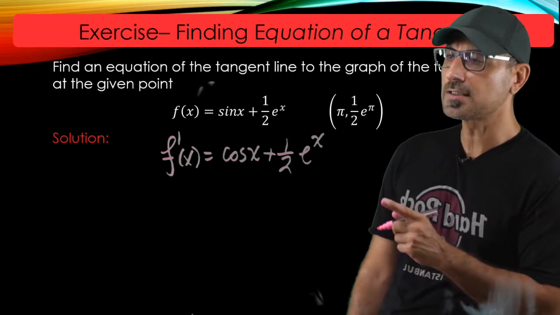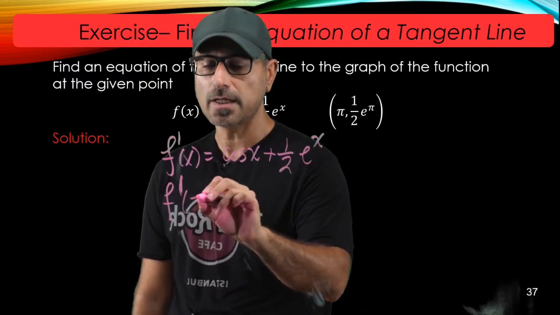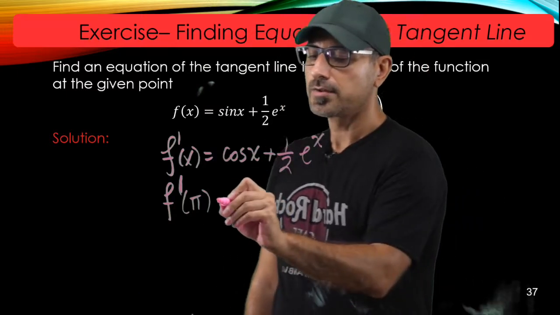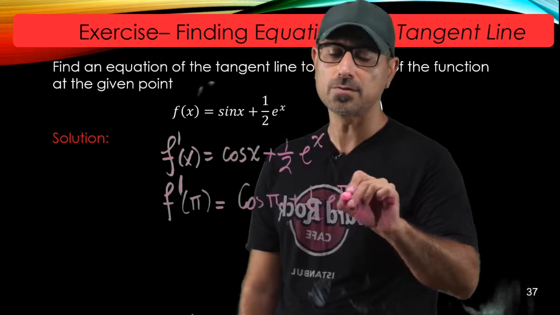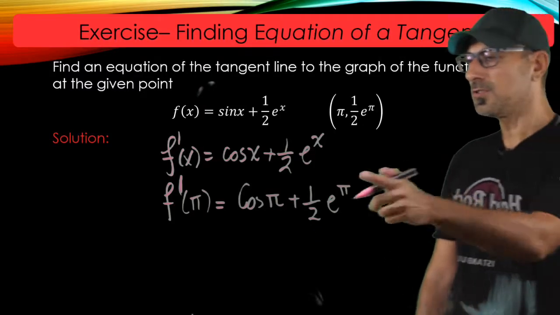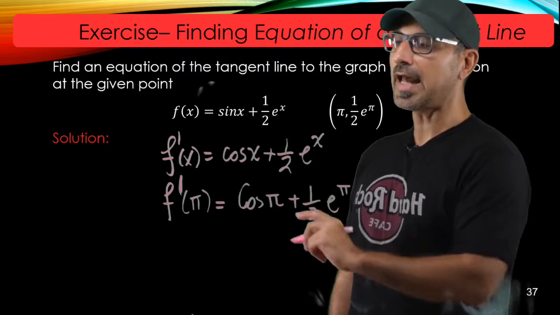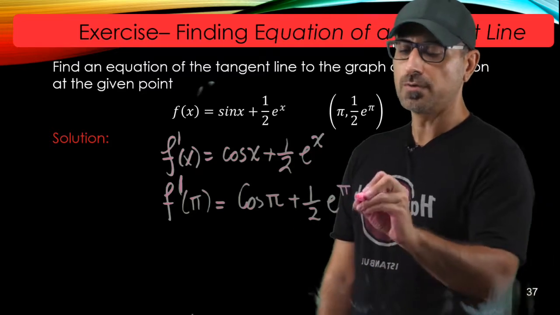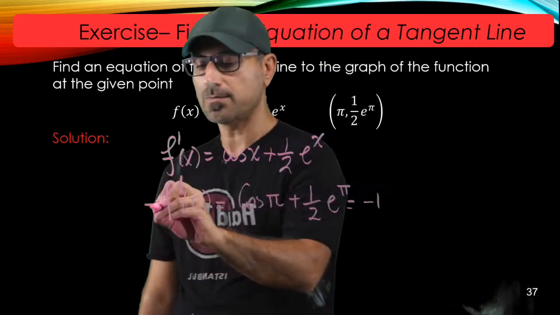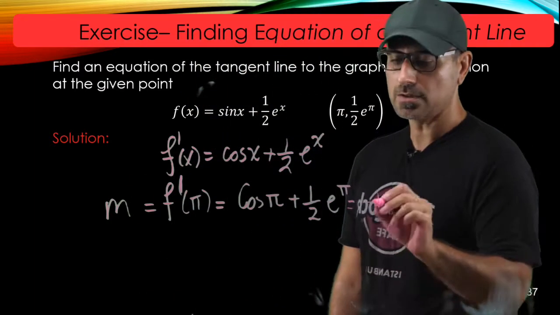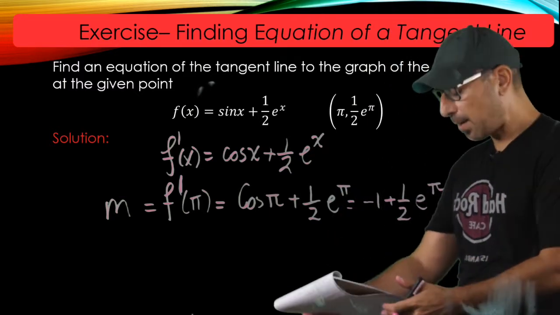And we want to evaluate this function at pi to get the slope of the tangent line at point pi. So f prime of pi is going to be cosine pi plus 1/2 e to the pi. At this moment, you can use the unit circle to simplify this. Cosine of 180 degrees is the x-coordinate of the point on the unit circle, which is -1. So in short, f prime at pi, which is the slope of the tangent line, is equal to -1 plus 1/2 e to the pi.